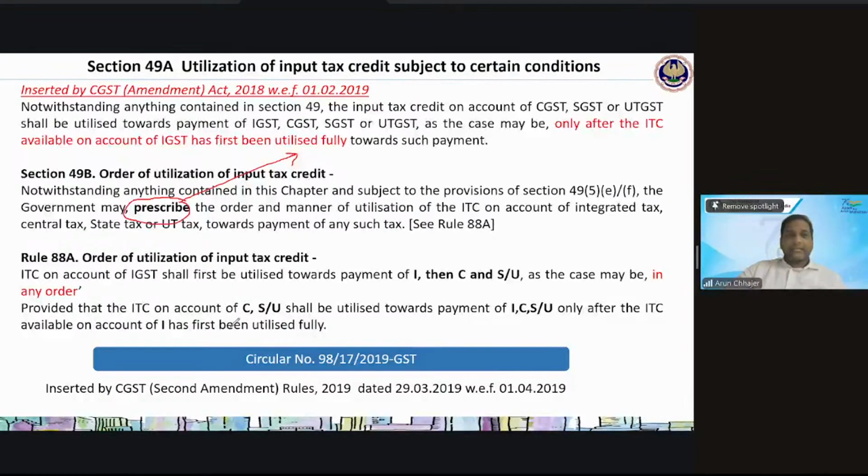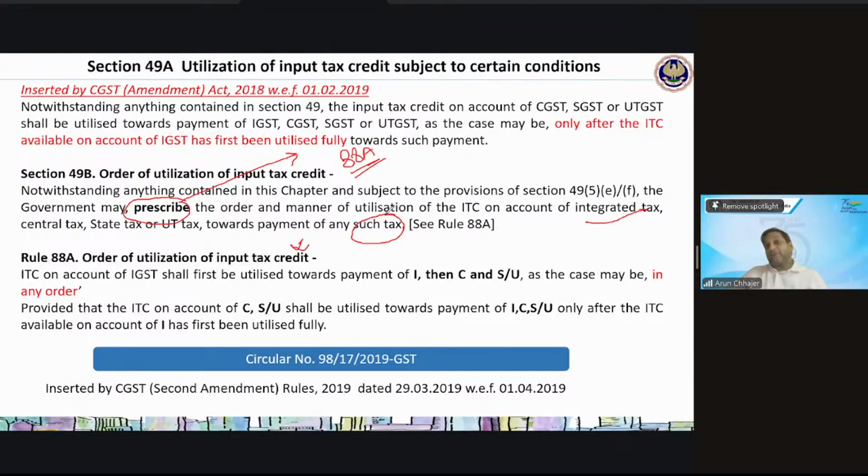What is the meaning of prescribe? It means rules. They have only specified one rule, that is rule 88A. We will see that rule. It is written in short here. The government may prescribe the order and manner of utilization of ITC on account of ICS toward the payment of any taxes.